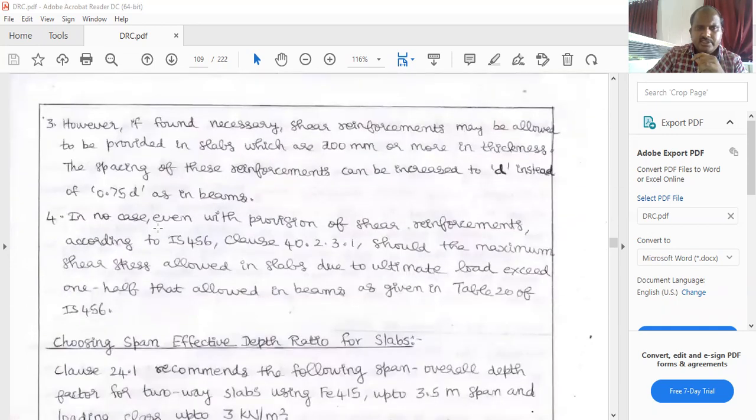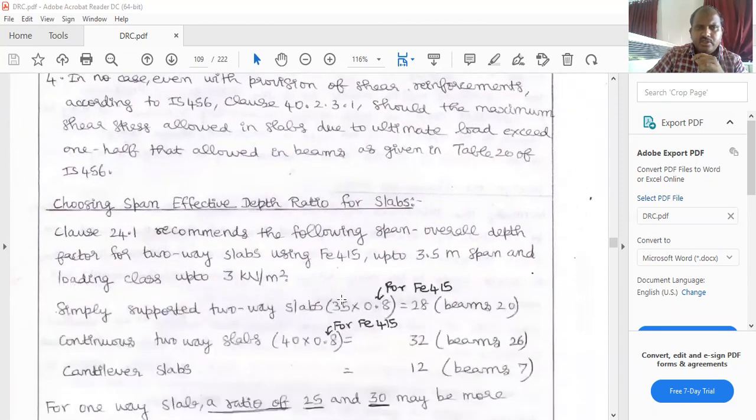In no case, even with the provision of shear reinforcement, according to IS 456 Clause 40.2.3.1, should the maximum shear stress allowed in slabs due to ultimate load exceed that allowed in beams, as given in Table 20 of IS 456.